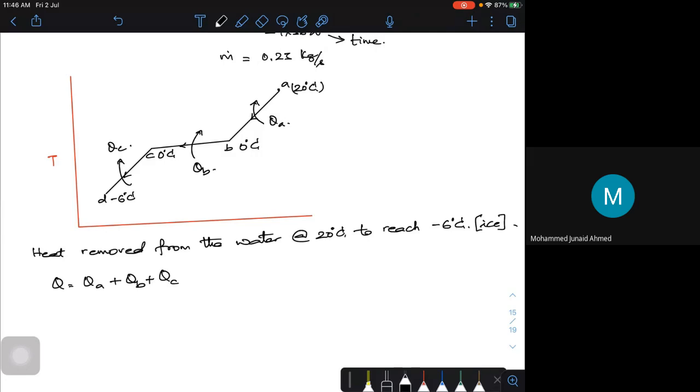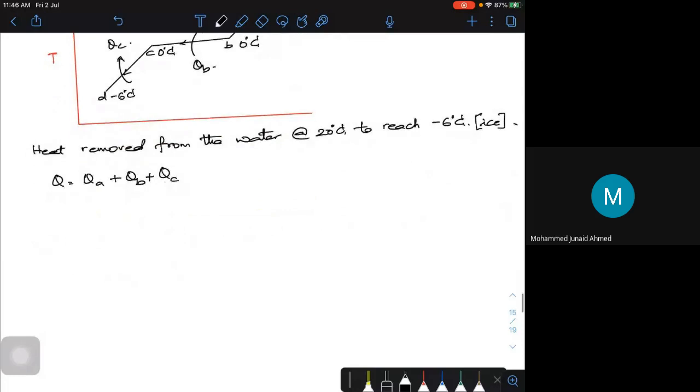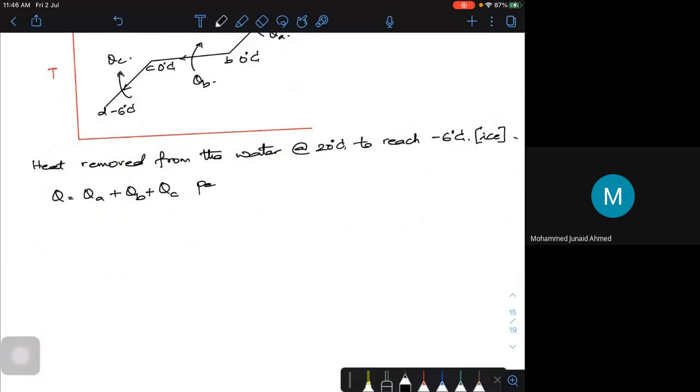Is that clear? So QA plus QB plus QC gives the heat removed. This is per kg. Everything is actually per kg. Now multiply by the mass flow rate, and you will get the amount of heat removed. That is your refrigeration capacity. Yesterday you might have seen, refrigeration capacity is different, refrigeration effect is different. Okay, let's try to do that.